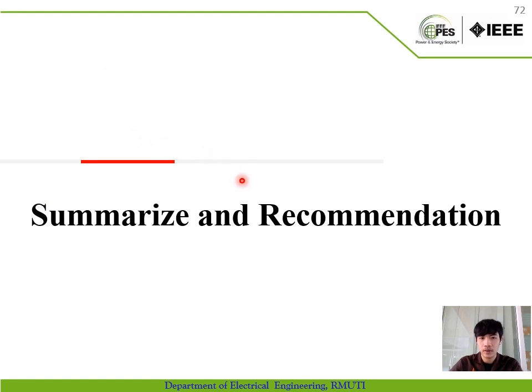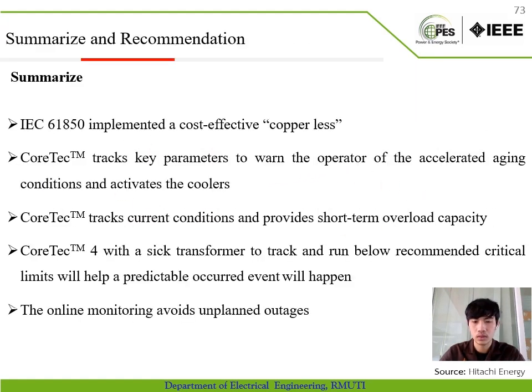The last point is summary and recommendation. Digital substation according to the IEC 61850 standard is efficient. It reduces the number of wires, reduces the footprint by decreasing the control and protection relays, and reduces on-site testing and commissioning by switching to fiber optic cable. Constant TM, the key parameter, warns the operator of the accelerated aging condition and activates the cooler sooner than a conventional system.